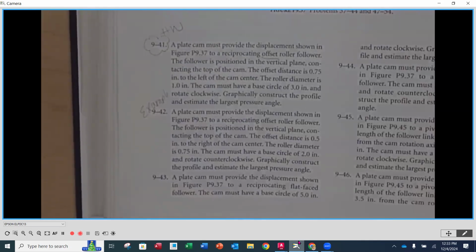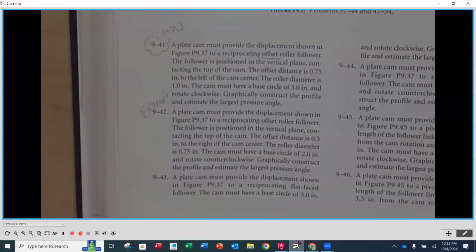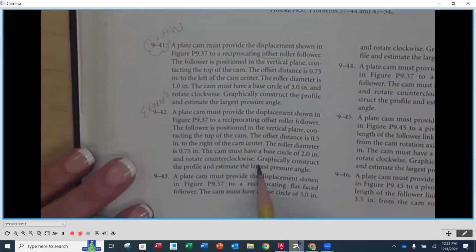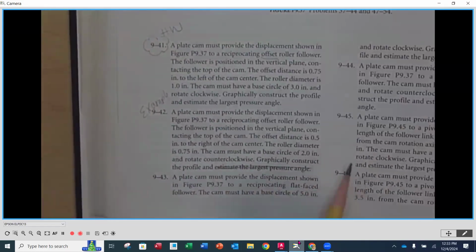The offset distance in this case is going to be 1/2 inch to the right of the cam center. The roller diameter is 3/4 inch, and the cam must have a base circle of 2 inches. So similar to what we had before. And the cam is rotating counterclockwise. Graphically construct the profile and estimate the largest pressure angle. You do not have to estimate the largest pressure angle for our examples or our homework problems.